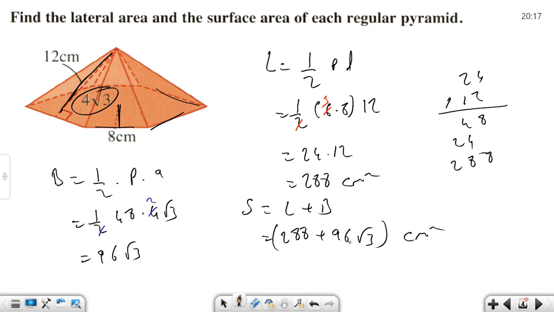Centimeter square. But I think 96 times 3 is 288, so I can simplify by 96. 96 multiplied by (3 plus square root of 3). This is a factorization, centimeter square. Both of them have the factor 96: 288 is 96 times 3, and 96 is 1 times 96. So I factorize out 96.